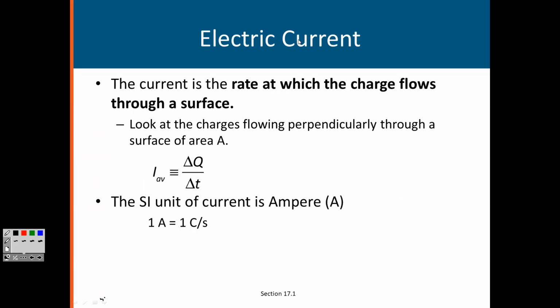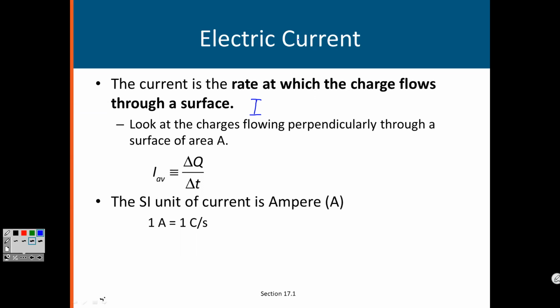Now let's define this electric current. What is an electric current? The current is the rate at which charge flows through a surface. That's how we define the electric current. We use the symbol I, the big I, for electric current. The definition is how fast charges flow through a given surface. We look at a surface, and through that surface we time how many charges are flowing per second. That will be the electric current, per unit time.